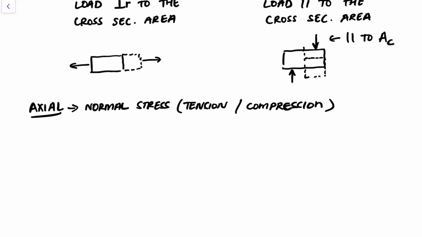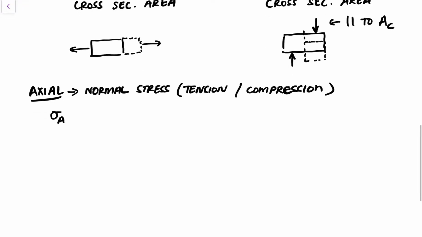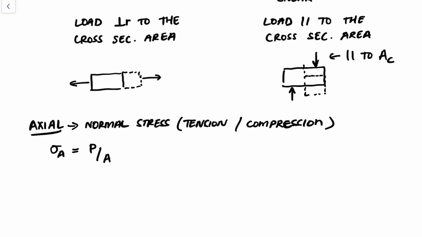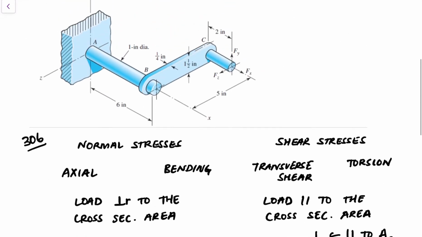And I'd like to note axial stress as sigma A. Again, I use sigma for all normal stresses and tau for all shear stresses. So sigma A, and if you remember, it's the load divided by the cross-sectional area. So let's look at the diagram and see what forces are creating an axial load.